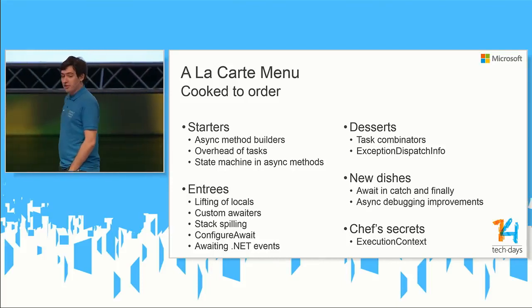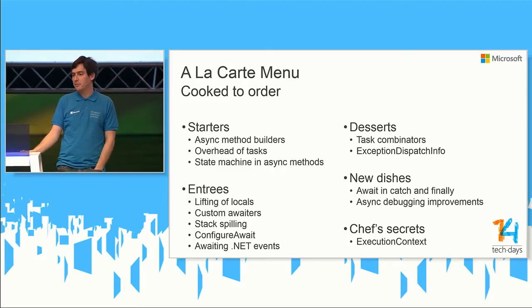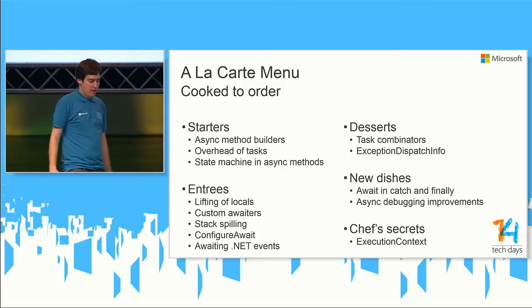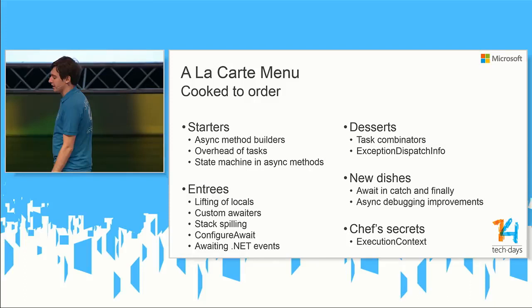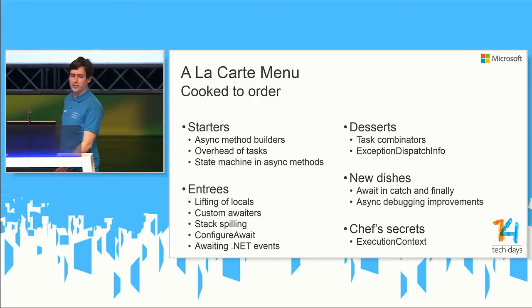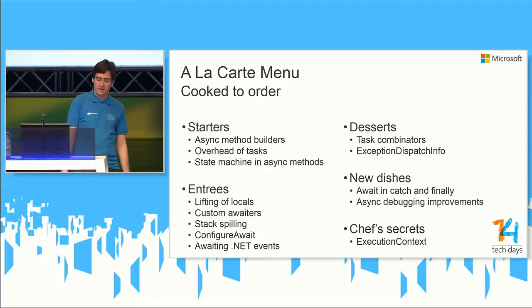Finally, some new dishes. In C# 6.0, we have support to await inside catch and finally blocks, and the compiler is doing quite some voodoo there to make that work. It seems more complex than at first you may think. And then some chef secrets that we may be talking about in between sentences here and there as well, in particular execution context, and maybe something else that comes to mind during this lecture.